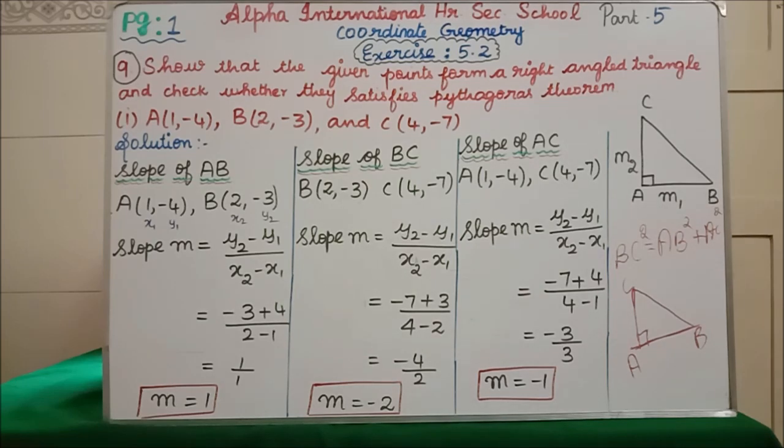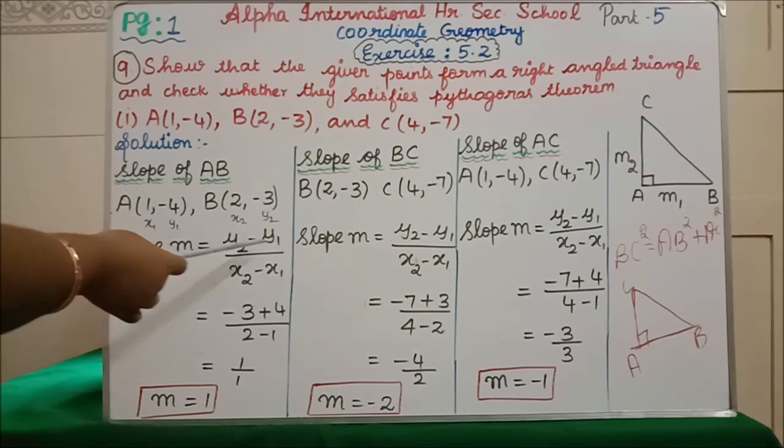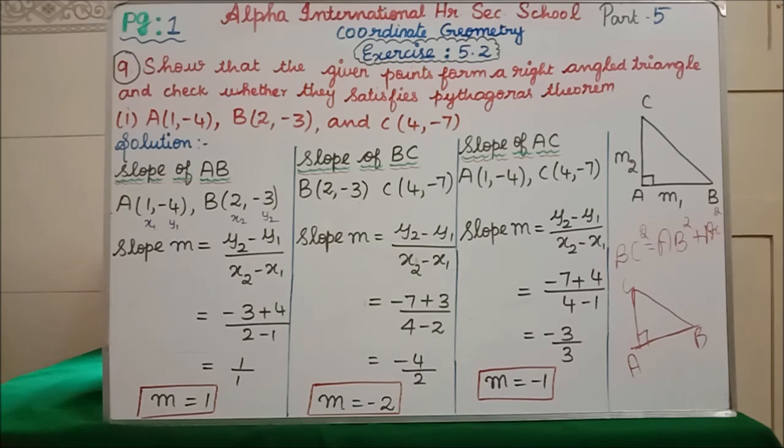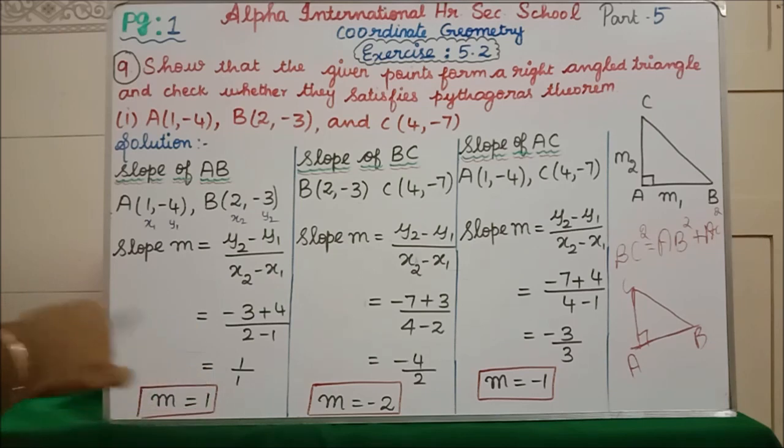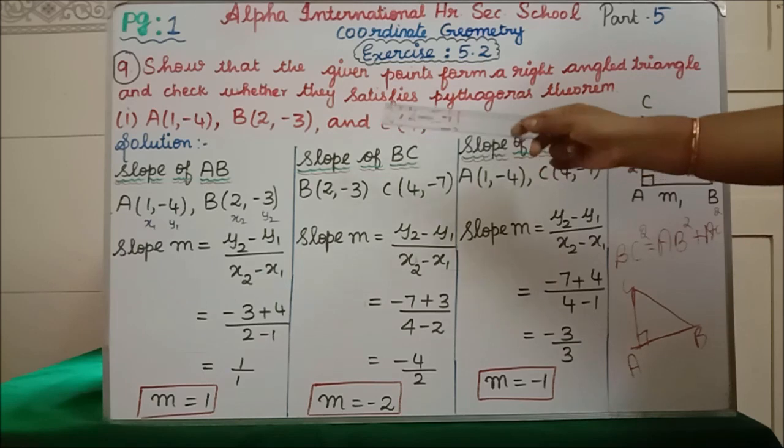First we are going to find the slope of AB. A point and B point they have given, using the slope formula. M is the 2-point formula: Y2 minus Y1 divided by X2 minus X1 equal to what? X1 Y1 X2 Y2. Y2 is minus 3. Y1 is minus, already here 1 minus, here 1 minus, so plus 4, divided by X2 is 2 minus 1. 4 minus 3 is 1 divided by 1. First, the slope of AB value we have got, m equal to 1.